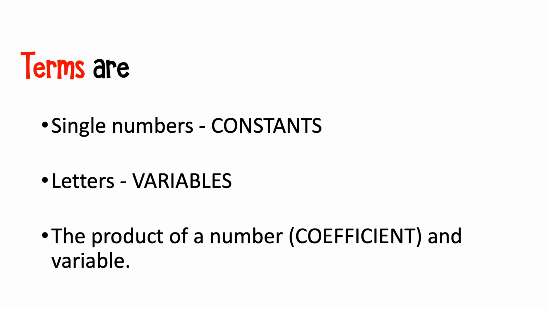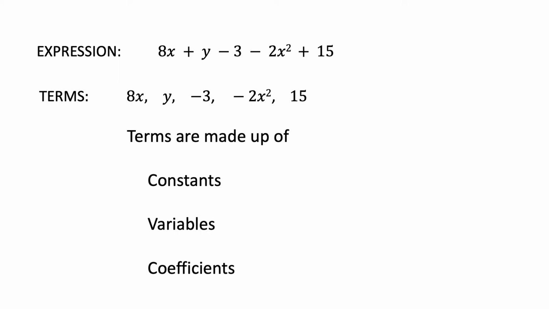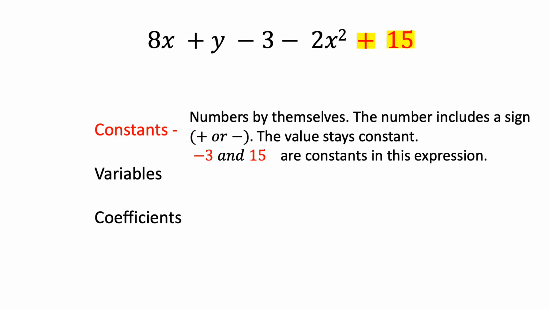Terms can be single numbers, such as constants. They can be variables or letters, or they can be the product of a number, which is called a coefficient, and the variable. Here's an expression with 8x plus y minus 3 minus 2x squared plus 15. This example has 5 terms, and the terms are made up of constants, variables, and coefficients.